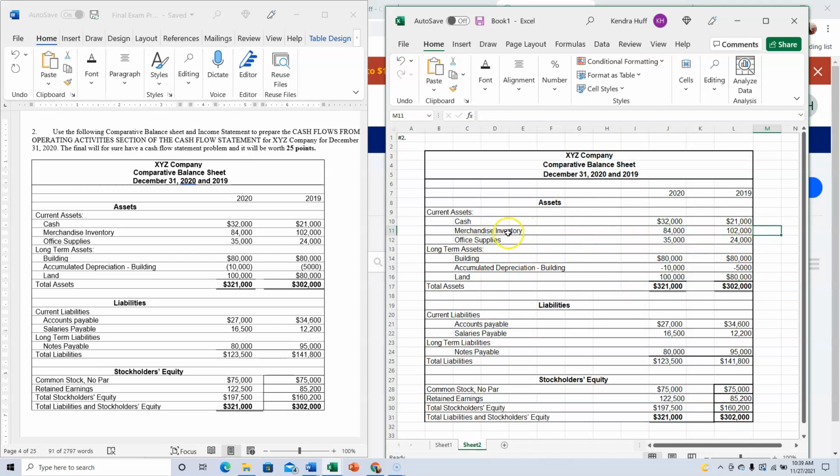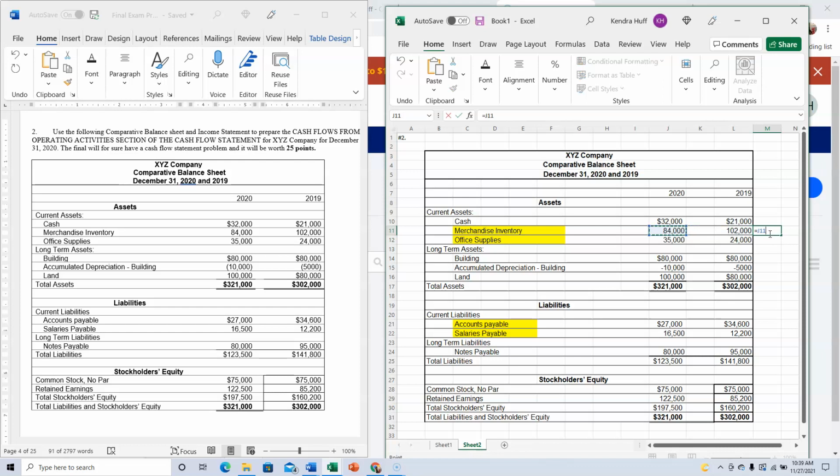So I need to take this from merchandise. I don't look at cash. I'm looking at merchandise, inventory, and supplies. You look at everything but cash. And since we're doing the operating section, I only want to look at current assets, so I'm only going to look at these, and current liabilities. That's what I'm going to look at. And I want to know how they've changed from last year to this year.